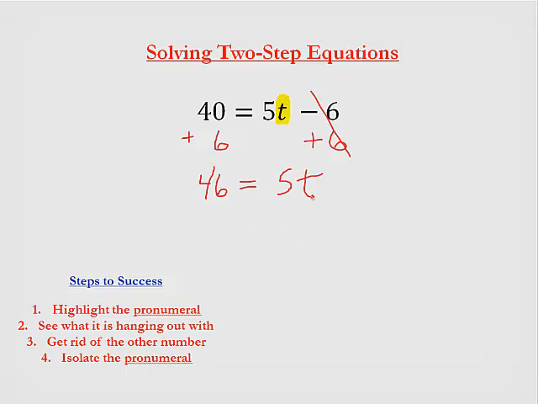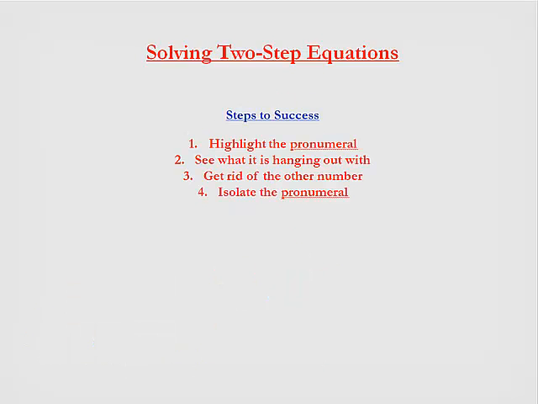t is now being multiplied by 5, so we must do the opposite, which is divide both sides by 5. The 5 over 5 is equal to 1t. 5 goes into 46 9 times, 1 left over, so it's 9 1/5 equals t. Looking at steps to success: highlight the pronumeral, see what it's hanging out with, get rid of the other number, and isolate the pronumeral. Make sure your equal signs are all lined up, and whatever you do to one side, you do to the other.